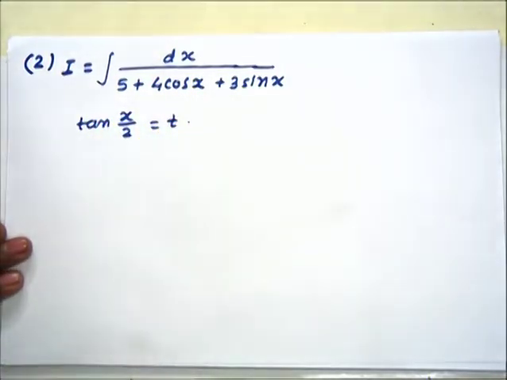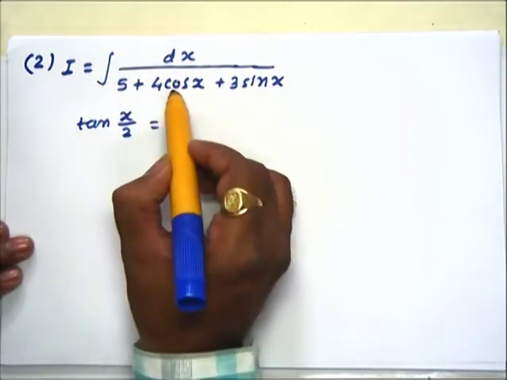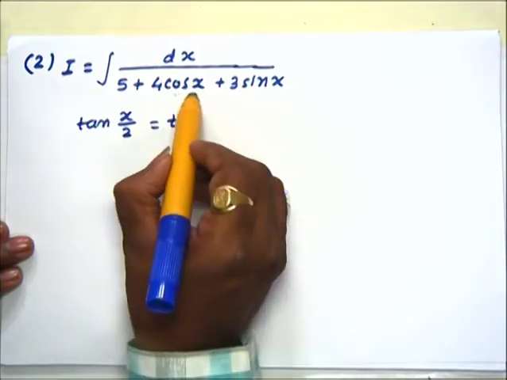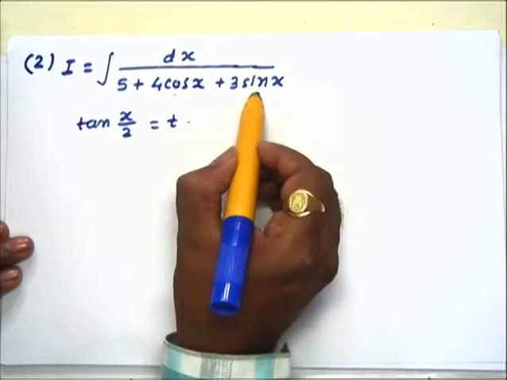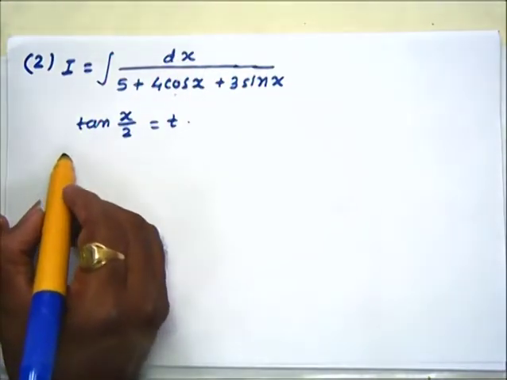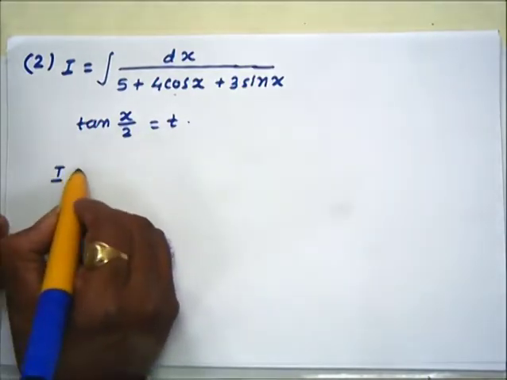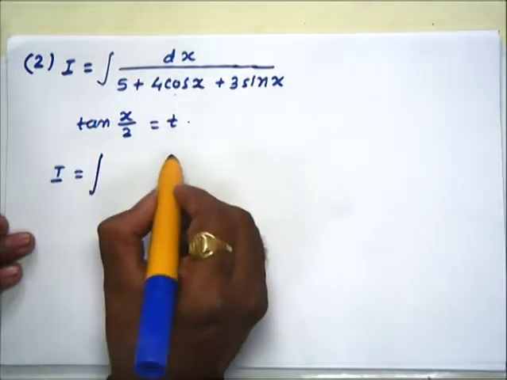And we all know what we are going to write here. For cos x, 1 minus t square upon 1 plus t square; for sin x, 2t upon 1 plus t square; and for dx, 2 upon 1 plus t square dt. Let's substitute all the things.